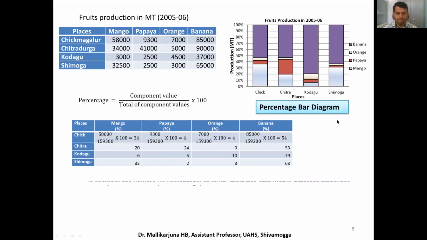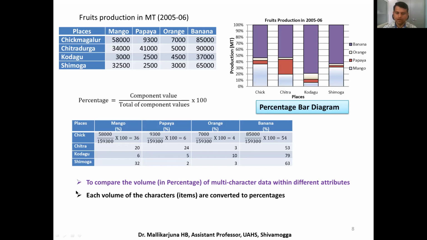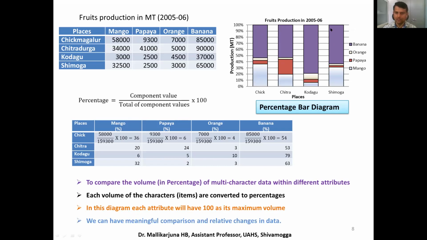To compare the volume of multi-character data within different attributes, we can use a percentage bar diagram when the volume is in percentage. If not percentage, a subdivided bar diagram can be used. Each volume of the characters is converted to percentage in this percentage bar diagram. In this diagram, each attribute will have 100 as its maximum volume. We can observe that for all the attributes, the bars are equal to 100%. From this type of diagram, we can have meaningful comparison and see relative changes in data easily. This is better than the subdivided bar diagram.